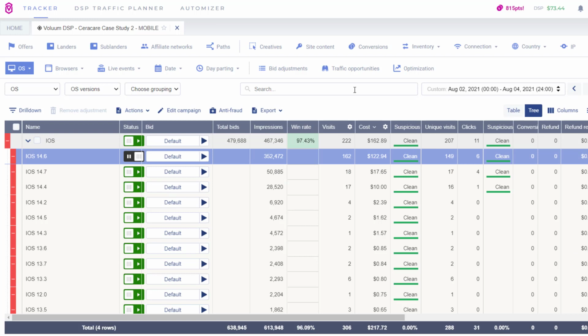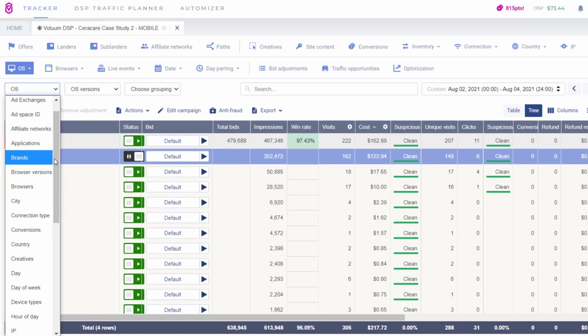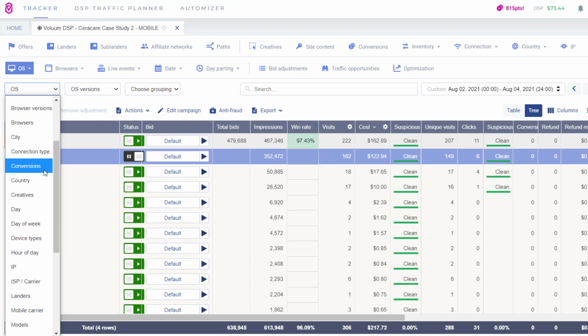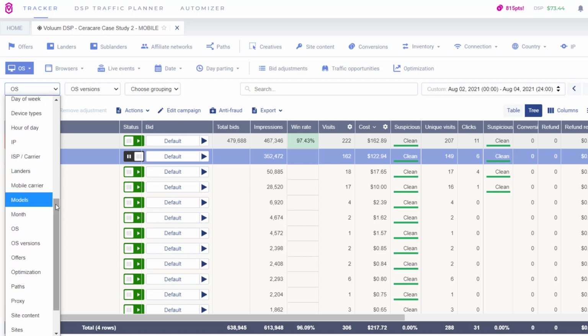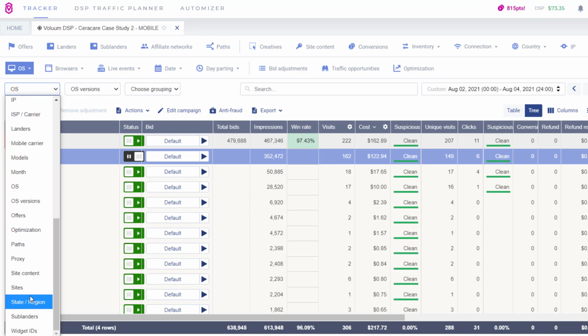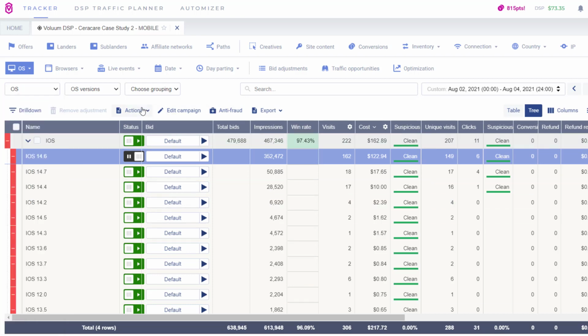There's so many things you can sort by. You got applications, brands, browser versions, browser, city, connection types, country, creatives, day of the week, hour of the day, device types, IP. You got your landers, mobile carrier, models, month, OS versions, we covered those. Site content, site, state, and region even, sublanders, widget IDs. There's a lot of things to go through, and I just wanted to keep this as a basic case study and show you guys what it actually looks like once you start spending money, and the main things to check out, which is the creatives and the ICTR. That is a huge part of running successful native ads, and then just get deeper and deeper with the data.